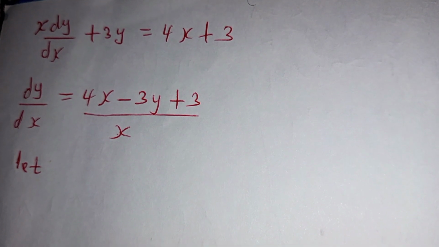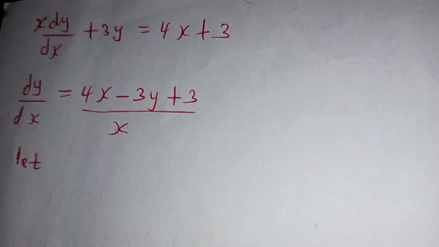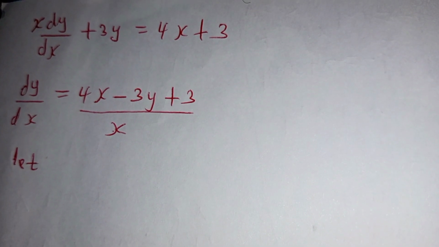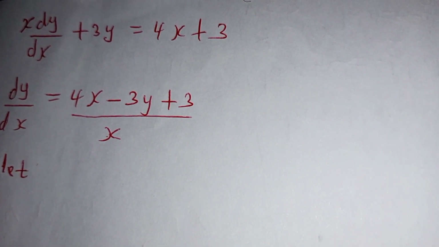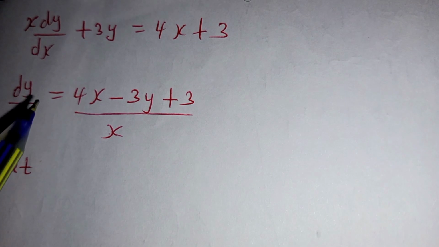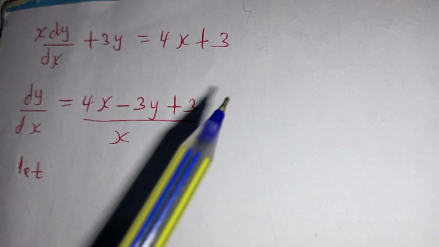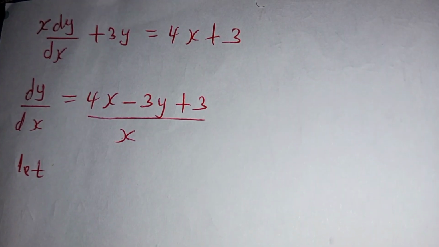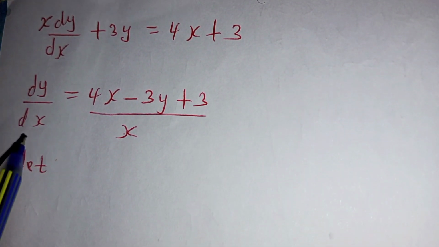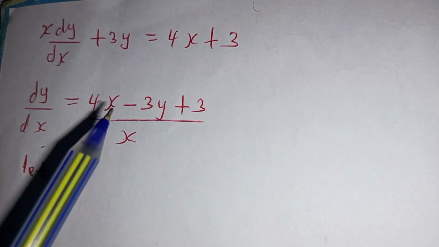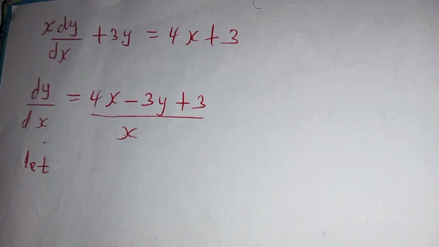We are looking at the homogeneous differential equation, and we're in a subtopic called equations which are reducible to homogeneous equations. Here you are given x dy over dx plus 3y is equal to 4x plus 3. Now we are going to rewrite this equation to make dy over dx the subject of the formula by taking 3y to the other side, so it will become negative, and then we divide by x.